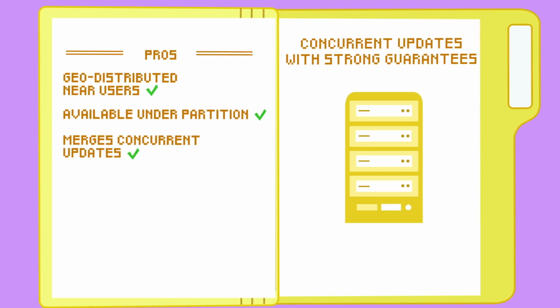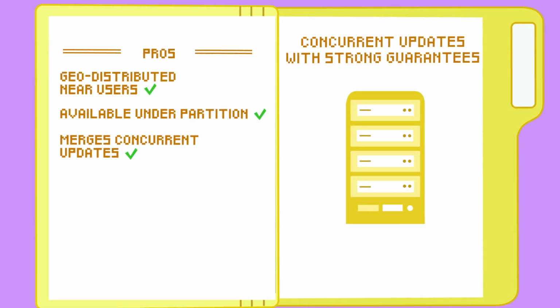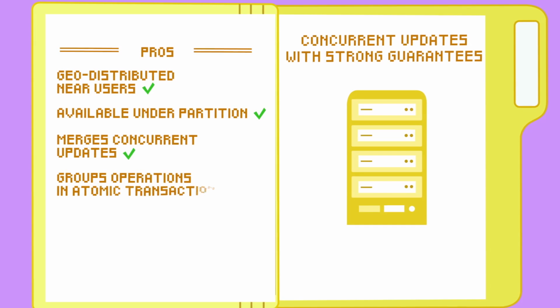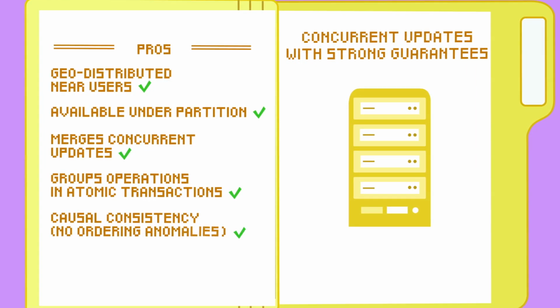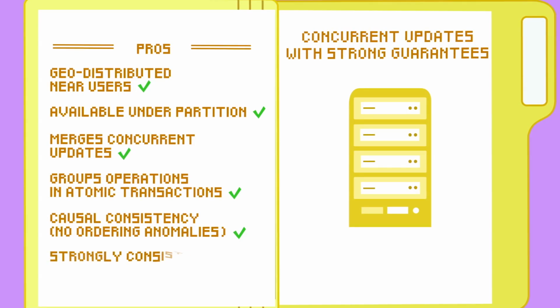It merges concurrent operations according to their semantics. It groups related operations into atomic transactions. And it delivers updates in causal order. A database site is strongly consistent, and selected operations can be strongly consistent system-wide.